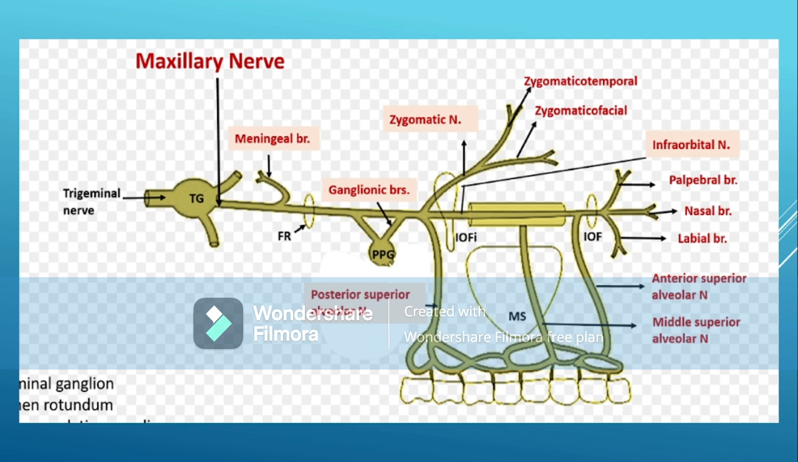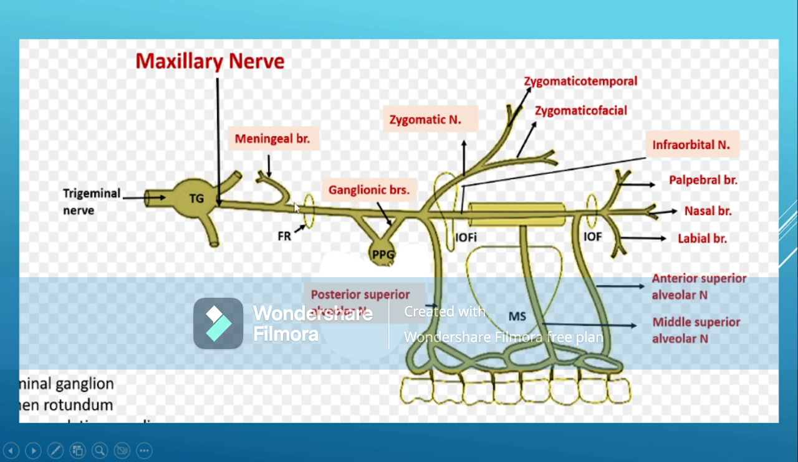Over here we can see that this is the trigeminal nerve, which gives three branches: ophthalmic division, maxillary division, and mandibular division, out of which ophthalmic and maxillary are both sensory, and the mandibular division is motor plus sensory. Now we are studying the maxillary nerve, right? So we will go ahead. Now we will divide the maxillary nerve into four parts.